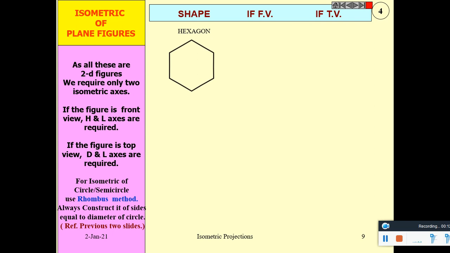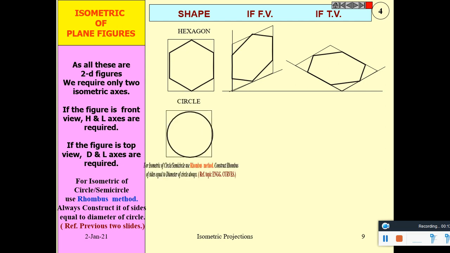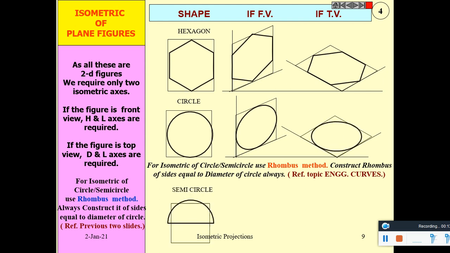To draw a hexagon, first of all enclose it in a rectangle. Now the rectangle is drawn and it is reproduced. In front view, then in top view, rectangle is drawn first and it is reproduced. Circle. Front view, and top view. Semicircle.